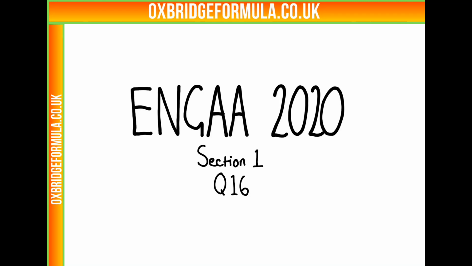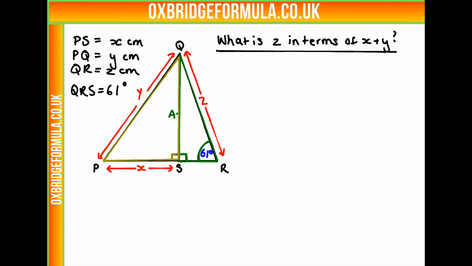In this video, we're looking at ENGAA 2020, Section 1, Question 16. So we have this triangle here, PQR, and we can see that it's split into two different right-angled triangles. This angle here is 61 degrees, and we've got some different lengths, x, y, and z. And we're asked, what is z in terms of x and y?